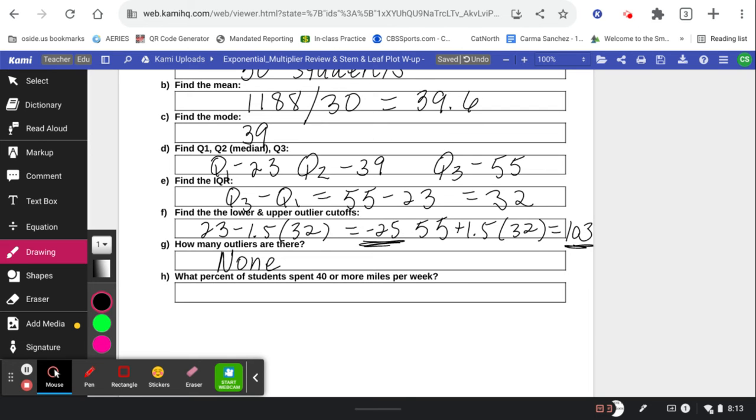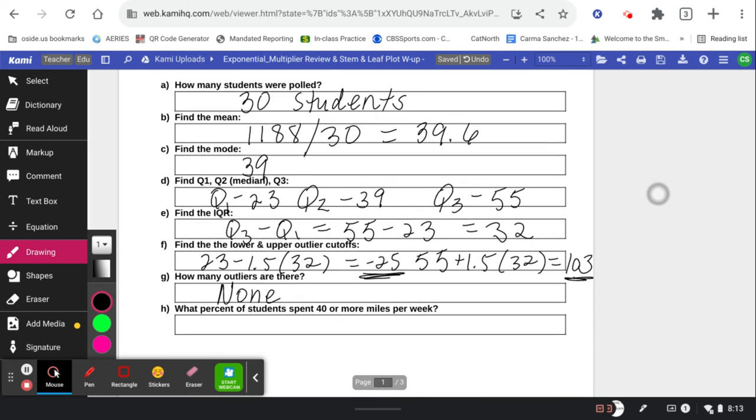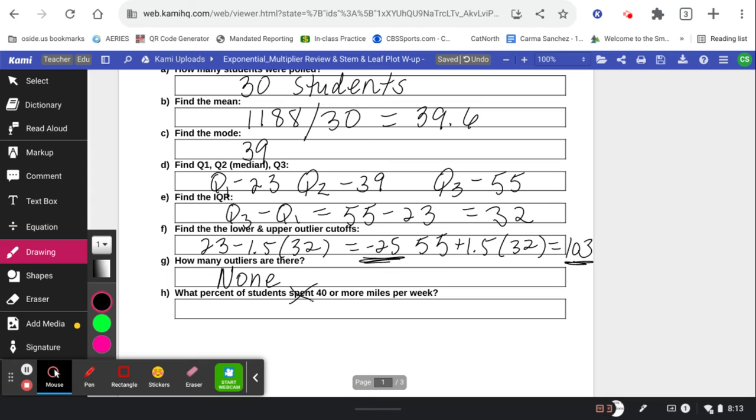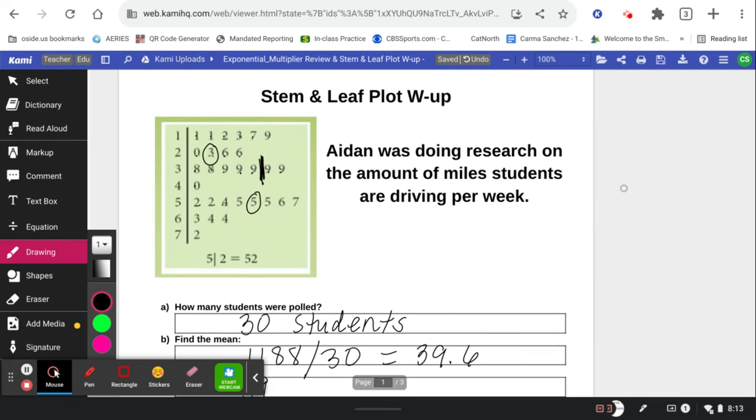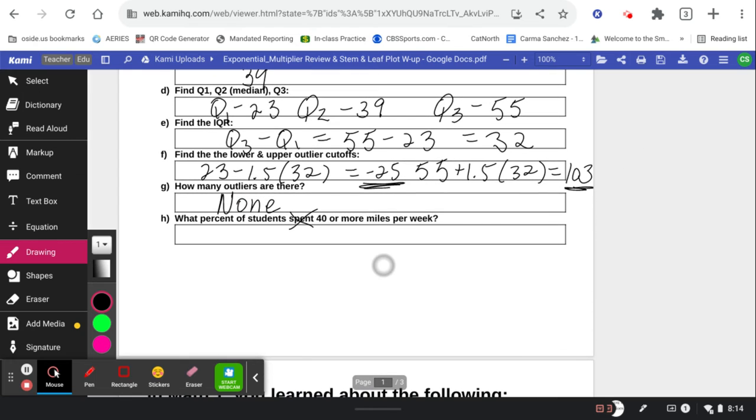What percentage of students spent $40 or more? I'm sorry, not spent. What percent of students drove 40 miles or more per week? So if we go up here and kind of look at this cutoff, we're looking at the bottom numbers being 40 or more. So 1, 2, 3, 4, 5, 6, 7, 8, 9, 10, 11, 12, 13 out of the 30 are what drove 40 miles or more.